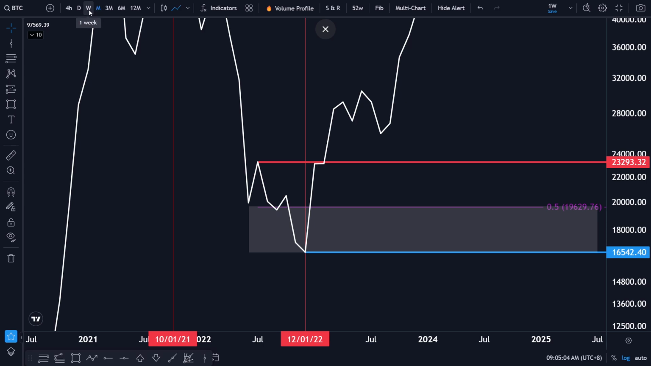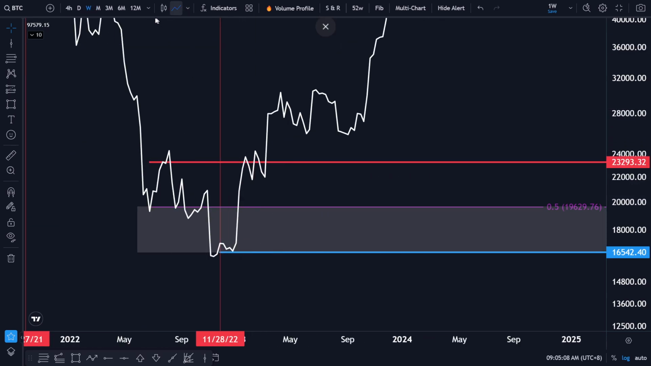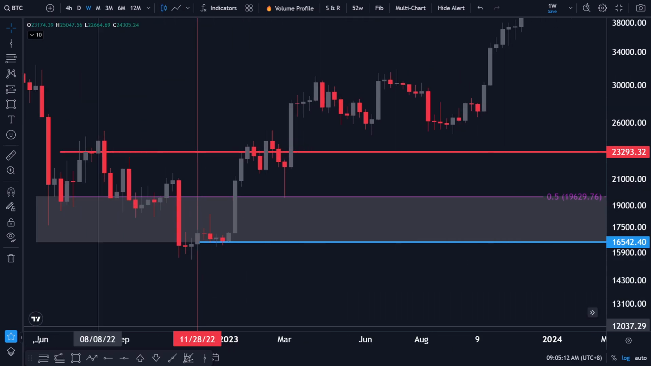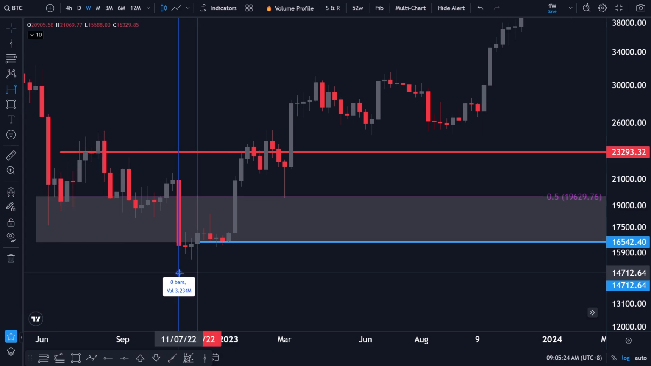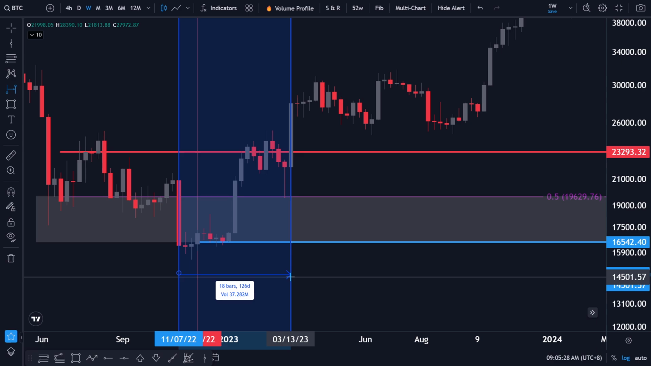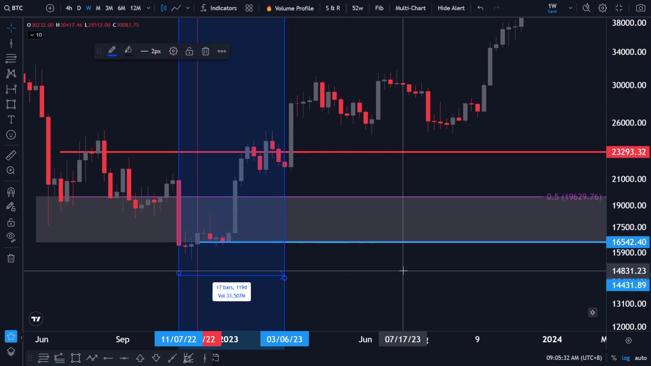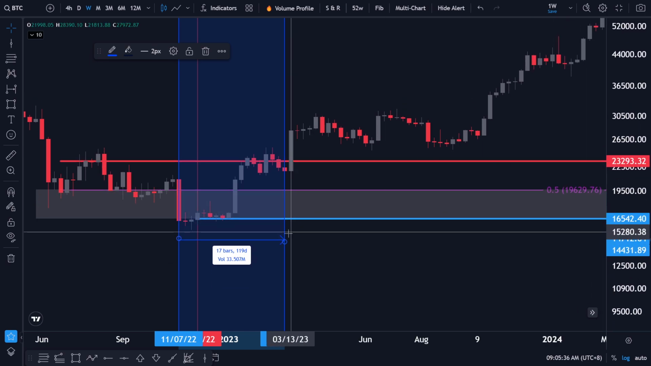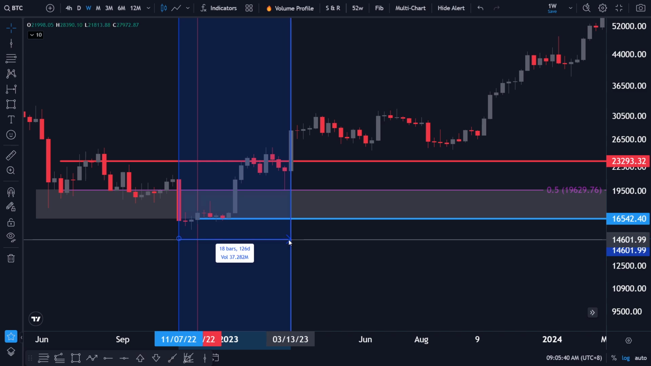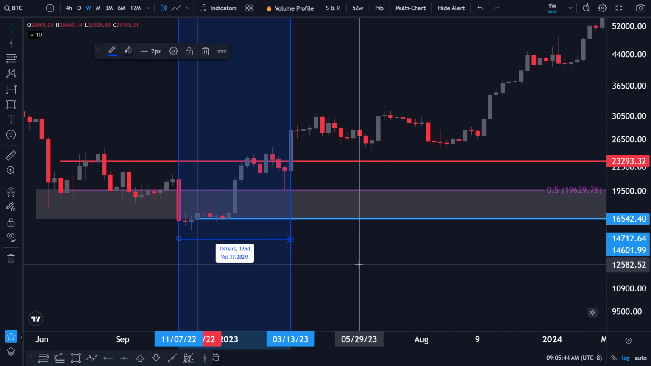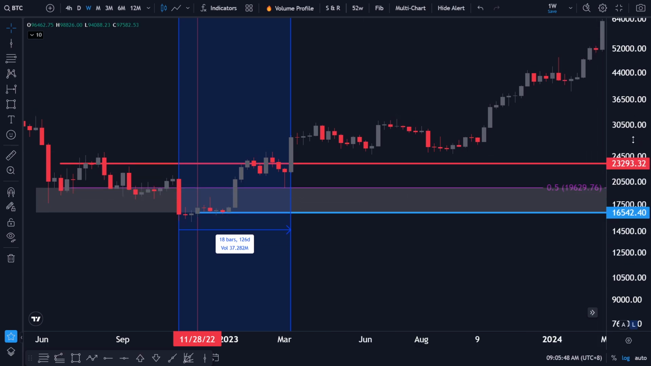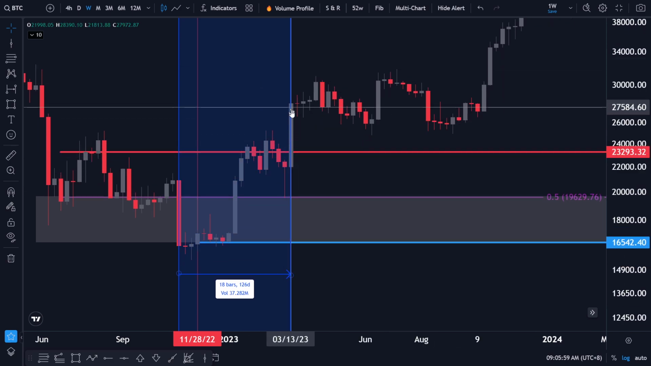So if we're going to go down one time frame lower to the weekly time frame, it gave us a date range. This would be the bottom, and it gave us 119 days. No, it gave us 126 days to buy Bitcoin. 126 days because on the week of March 13, 2023, it broke the structure.